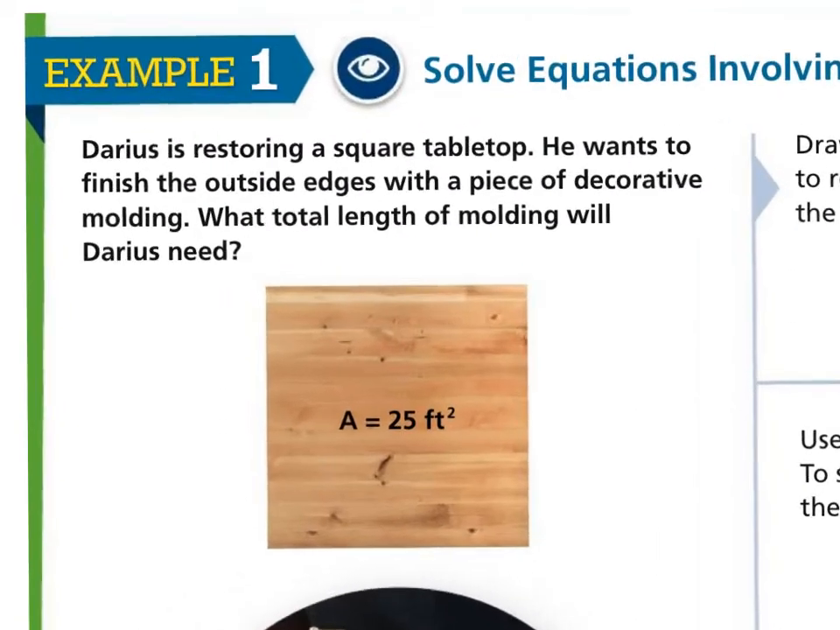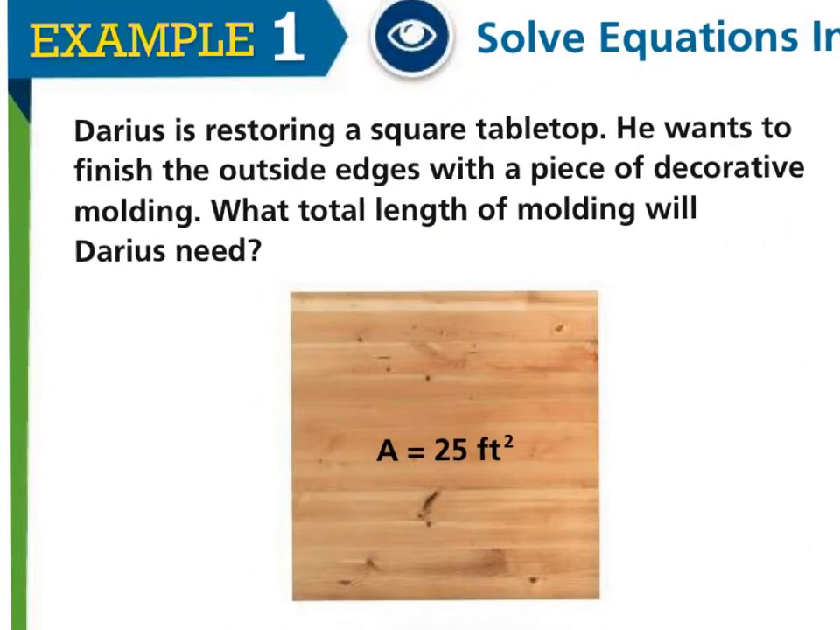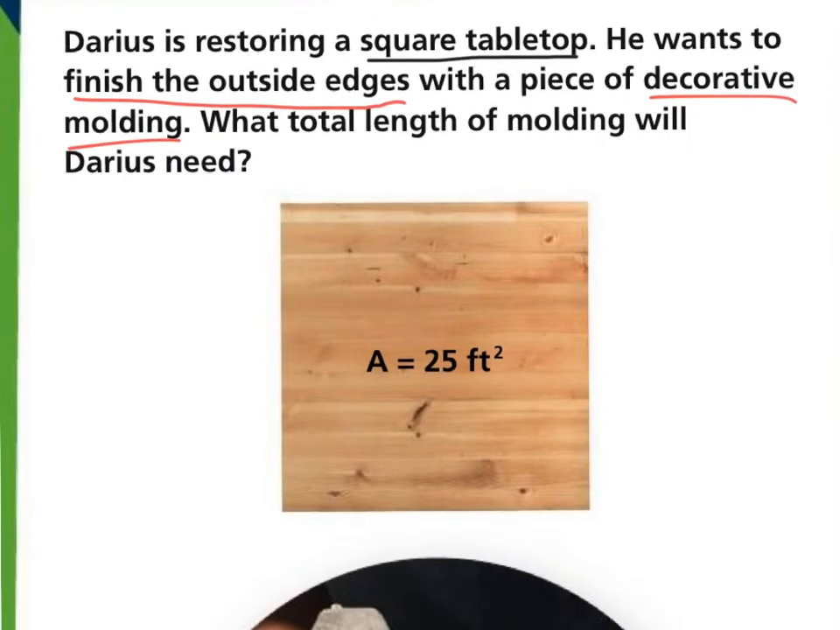Example 1, Darius is restoring a square tabletop. He wants to finish the outside edges with a piece of decorative molding. What total length of molding will Darius need? Okay, so we have a square tabletop. He's going to finish the outside edges with decorative molding. So this molding is going to go all around the edges, all 4 sides. Okay, so the total length of molding he would need.